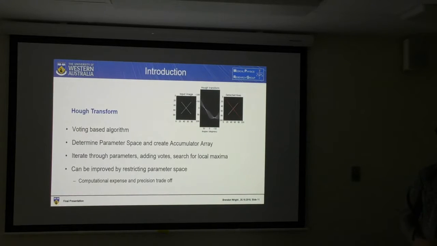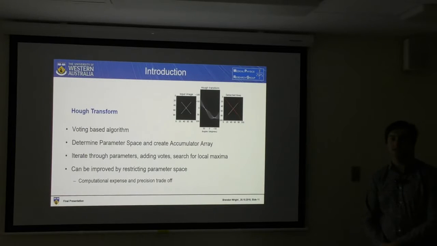Another important image-based verification method that's used in research is that of the Hough transform. The Hough transform is a voting-based algorithm in which you create a parameter space and an accumulator array. This is the accumulator array here, with our parameter space being in angles and distance away from our center point. For determination of where lines are in an image, you use the equation of the line and you iterate through the parameters for the equation of the line, adding votes when you find an equation which matches the points in your input image, and then you search for local maxima inside of your accumulator array to get your detected lines.